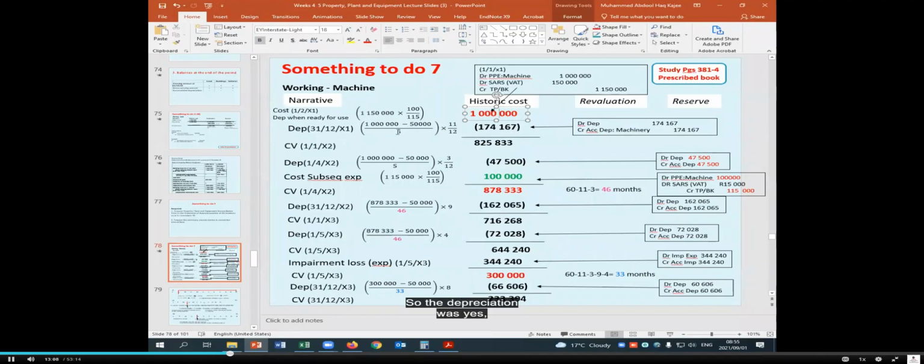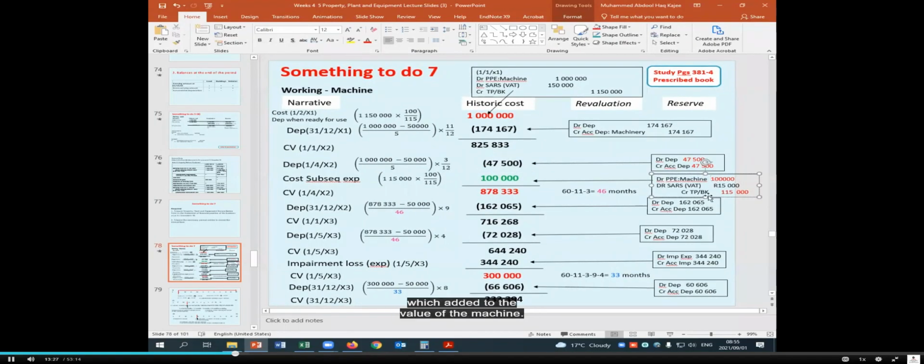Right. So the depreciation was, yes, it was over 5 years, but the first year, 2001, was only for 11 months. So that's how we got our depreciation. The next year, during 2002, we bought an extra part which added to the value of the machine. So we debited property, plant, and equipment.